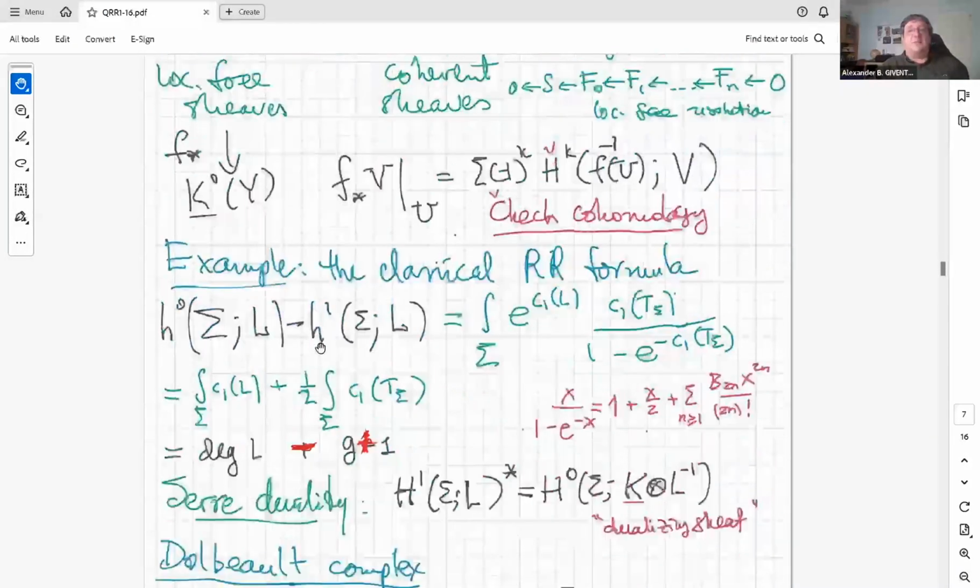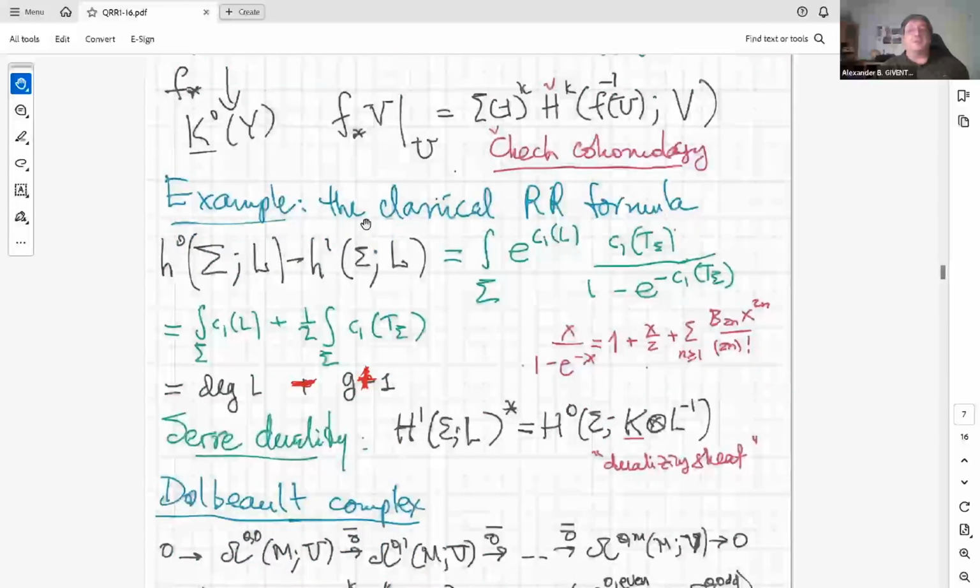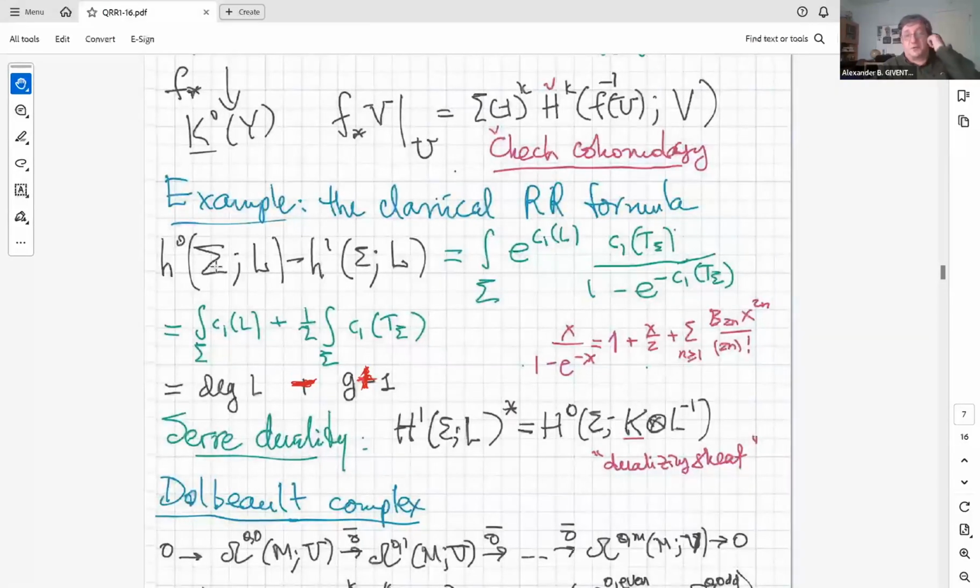Here is a classical example which explains the name of this formula. When X is a Riemann surface, a complex curve of some genus g, and Y is a point, push forward to a point means just computing the alternated sum of dimensions of Čech cohomology. H naught, where L is a holomorphic line bundle over the curve, is the space of global sections of it.